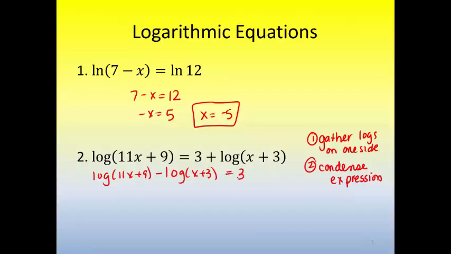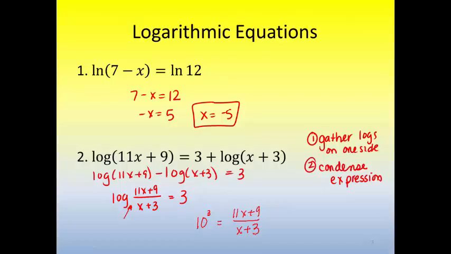When I condense these together, I get log of 11x plus 9 over x plus 3, because it's the two values that get put on top of each other, and it's division because I see subtraction. And this still equals 3. You say, well, now what? Well, ask yourself what this base is. This base is 10. That means 10 to the power of 3 equals 11x plus 9 over x plus 3.